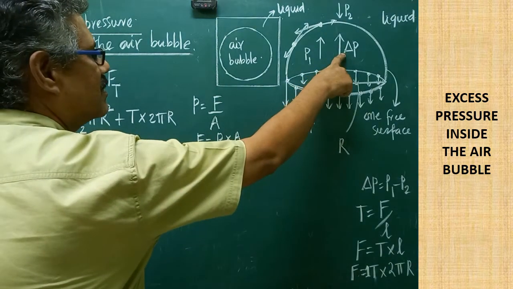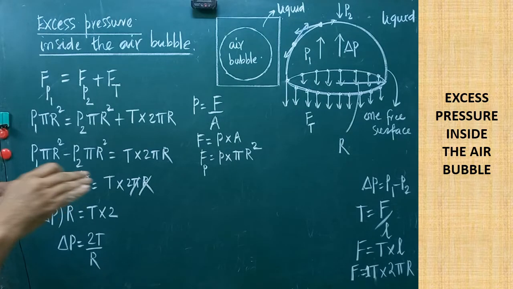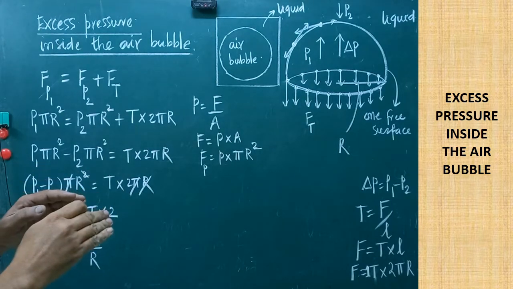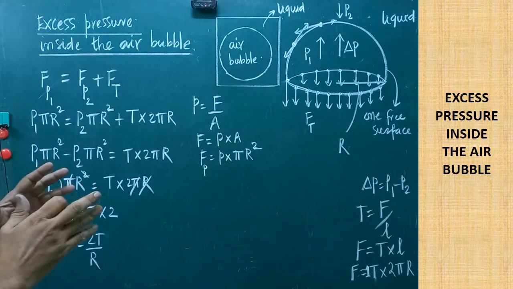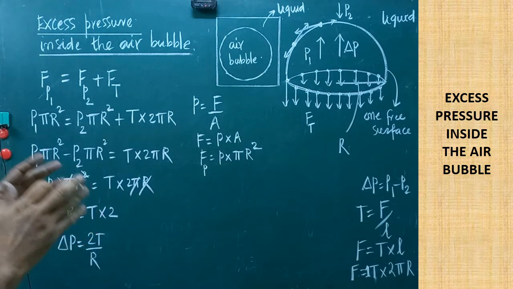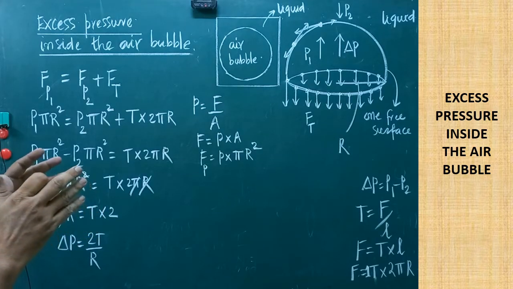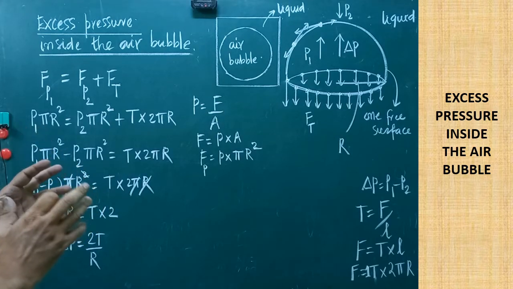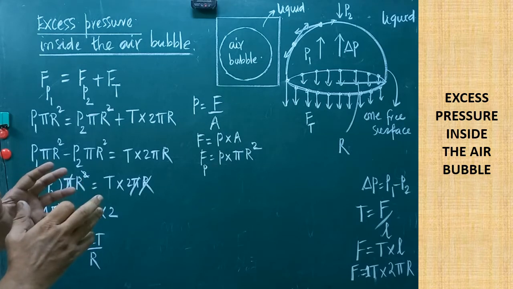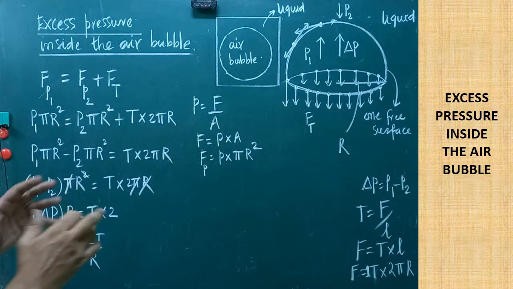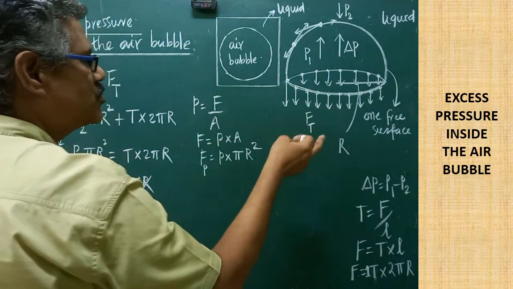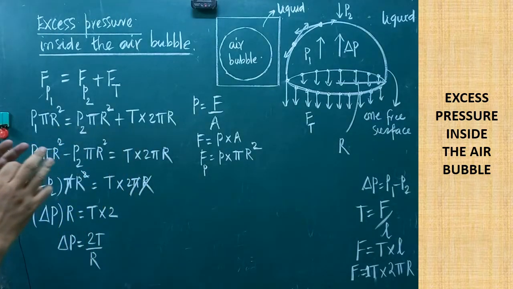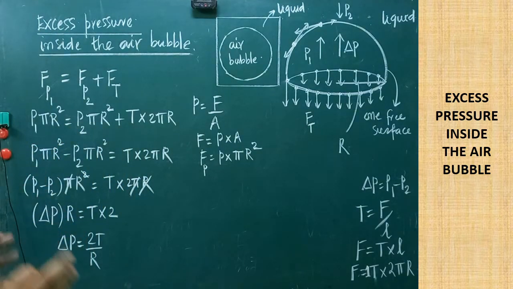This excess pressure and force due to surface tension, both of them must be in equilibrium. That is very important. The purpose of learning excess pressure is how the bubble is in an equilibrium condition. How does the air bubble remain always in the same shape? How is it able to maintain the shape? As long as the force due to excess pressure is equal to the force due to surface tension, the bubble will remain in spherical shape. Are you clear? That is the purpose of learning the excess pressure.